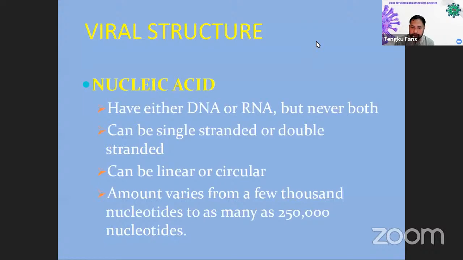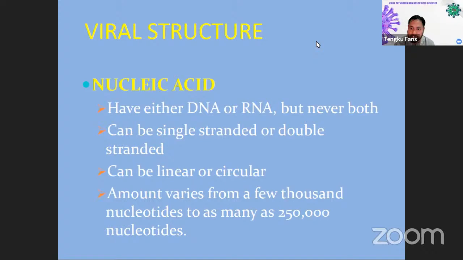Nucleic acid, as I mentioned earlier: some viruses have DNA as their genetic material. Some of them have RNA, but never both. Okay, only either one. So this is the tricky thing. You know that DNA is the double-stranded nucleic acid and RNA is single-stranded. But in the case of the virus, the DNA inside the virus can be single-stranded or double-stranded. Okay, it can be linear or circular, like the bacterial DNA.